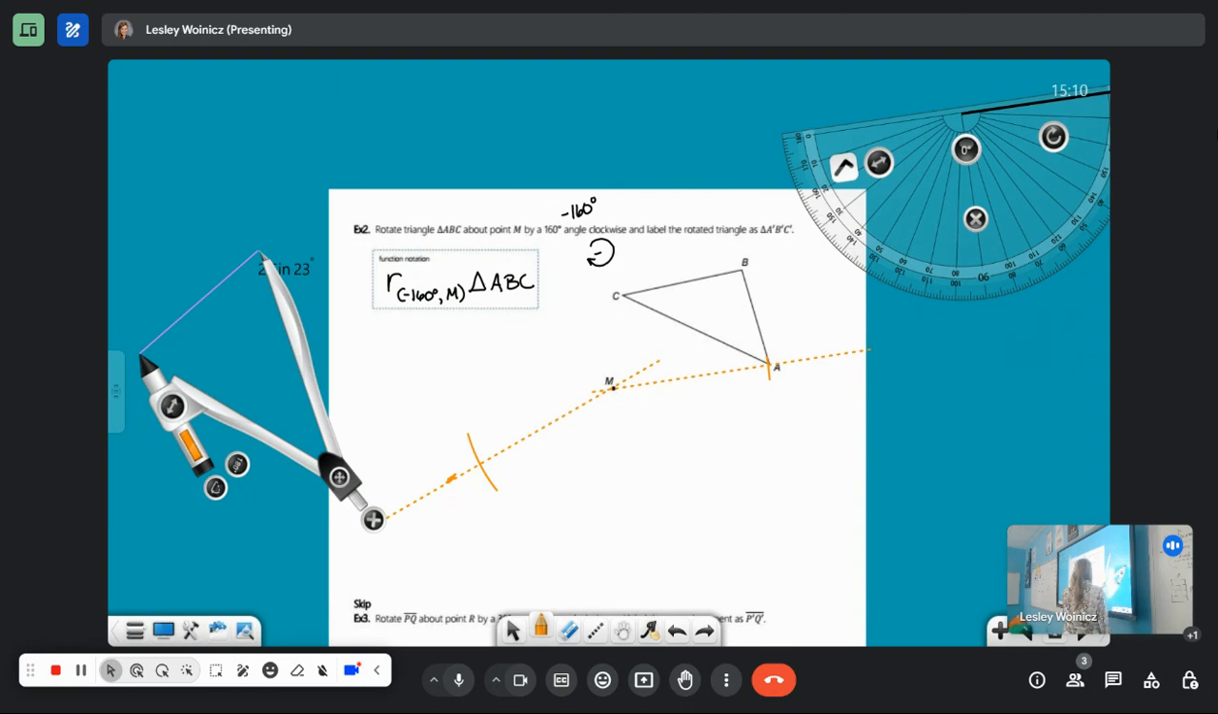Okay, that is the location of A prime. You see that big old angle? That was negative 160 degrees. Okay, we're gonna rotate points B and C, but I don't know that you need to watch me do it because it's exactly the same as the other ones we've done.